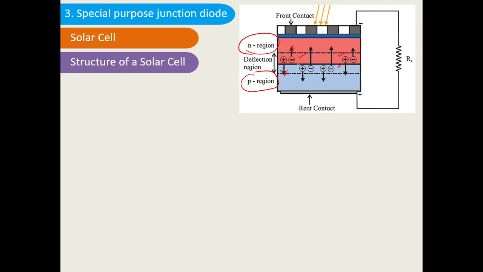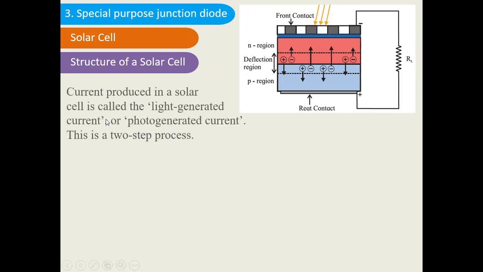So the positive will be there in the P region, while the negative will be there in the N region. So this will be more negative and this is going to be more positive now. That's why it is used to supply the current. The current will be going from positive to negative, to the external load resistance applied. So that is the structure of the solar cell.